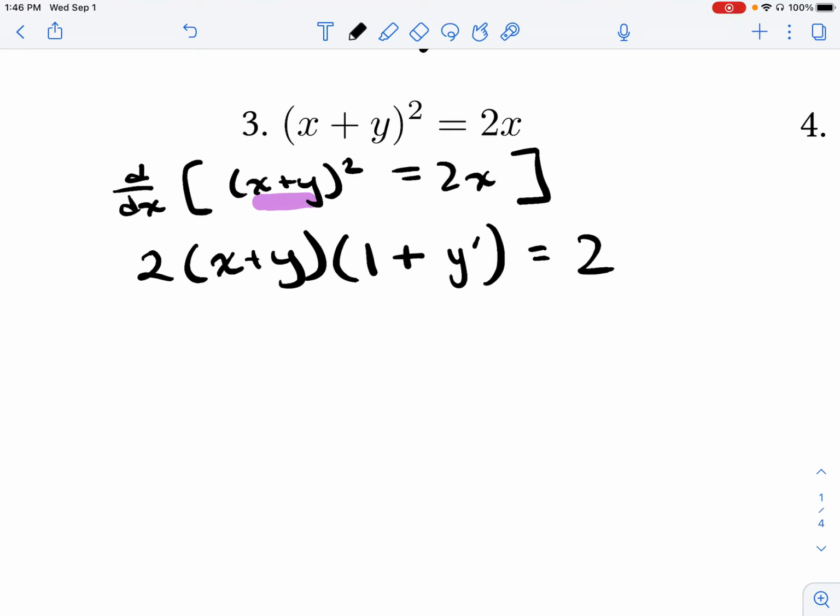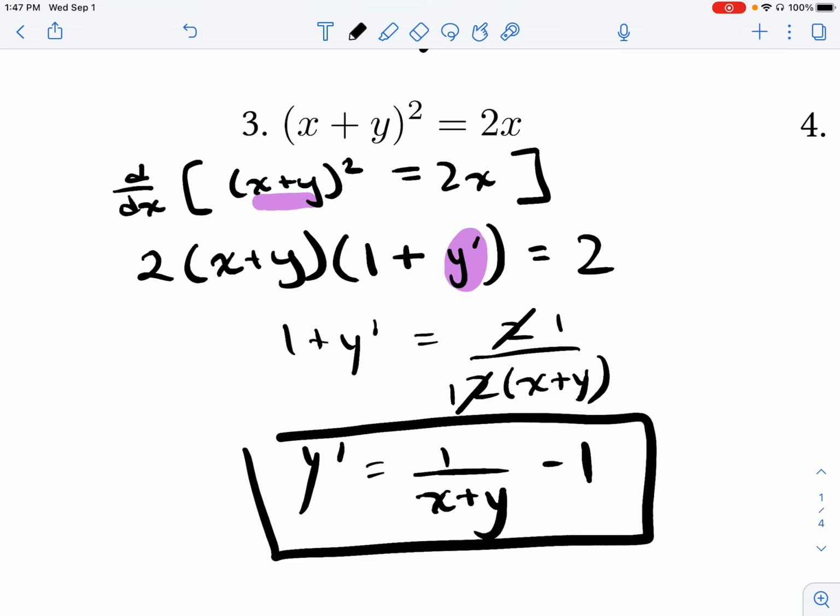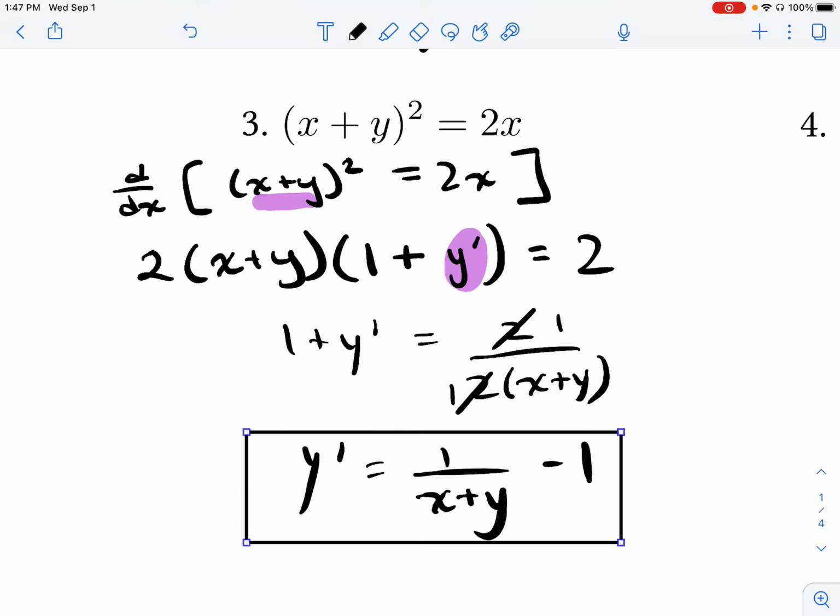And again, our goal is to try to isolate that y prime. We need to get this by itself. So we're just going to use some inverse operations here. So 1 + y prime is equal to 2 over 2(x + y), which we can actually simplify. That should just be 1 over (x + y). And then y prime is 1 over (x + y) minus 1. There's our derivative, okay? And this is of our equation here.